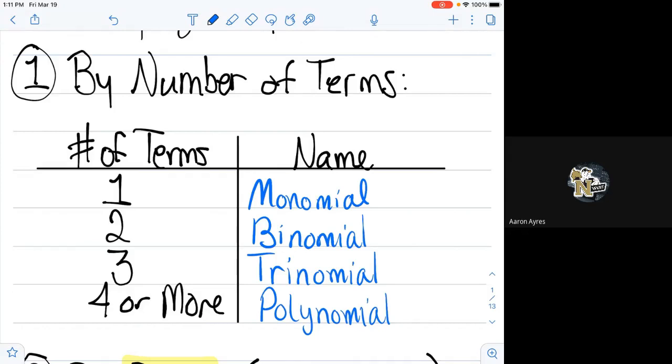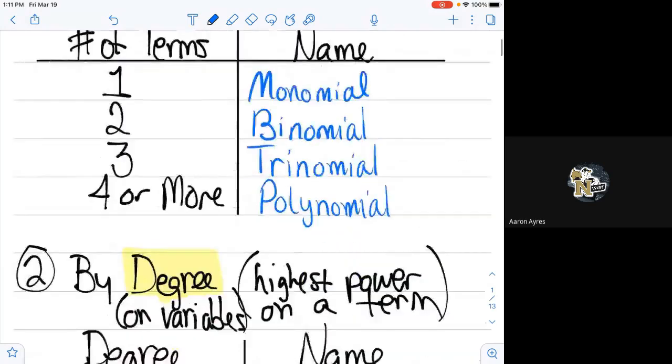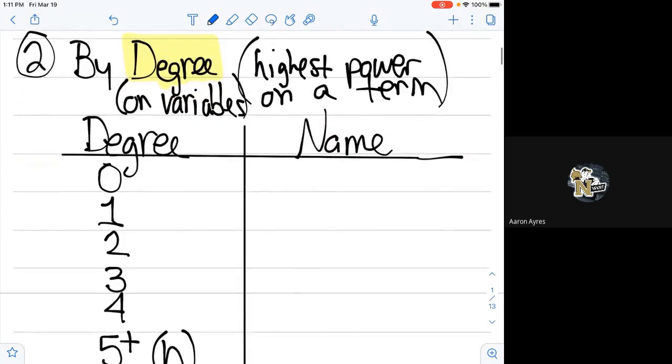Now, for our purposes, we're going to focus on polynomials that contain just one variable, for the most part. We might do a little bit of multiplying with two variables, but that's not going to be so difficult. For the most part, our polynomials are going to have just one variable in them. So the degree of a polynomial is the other way we can classify what we have.